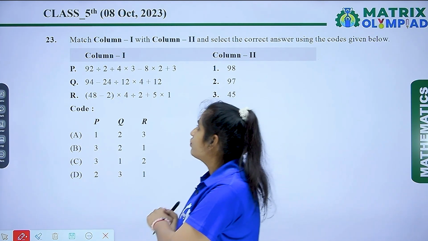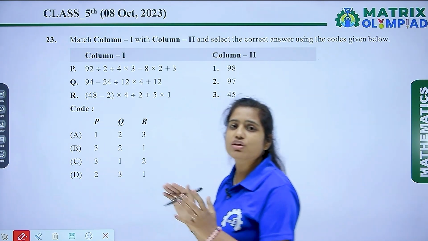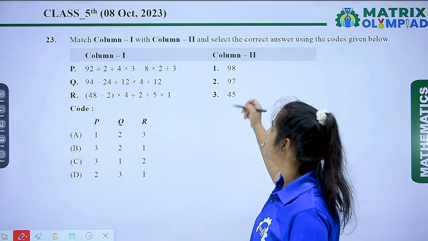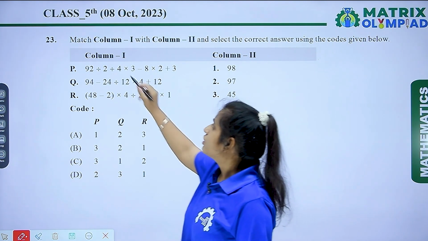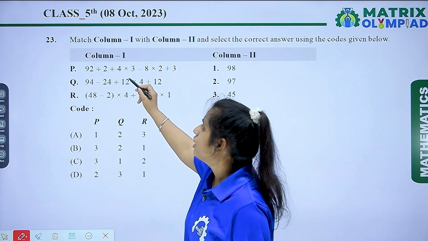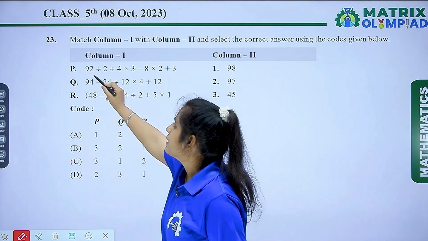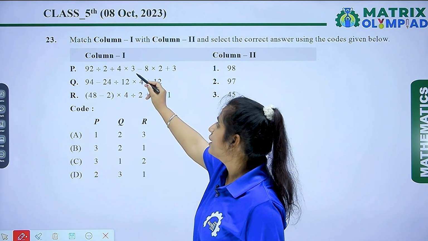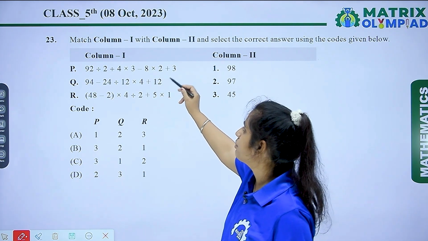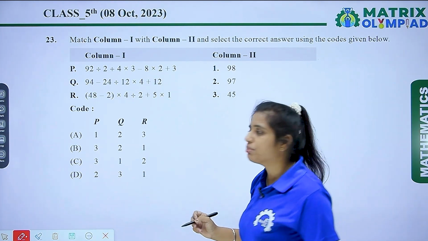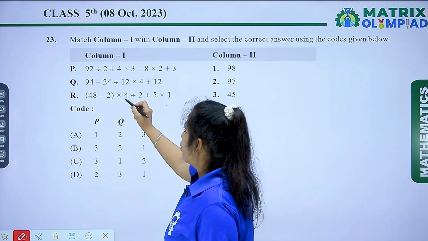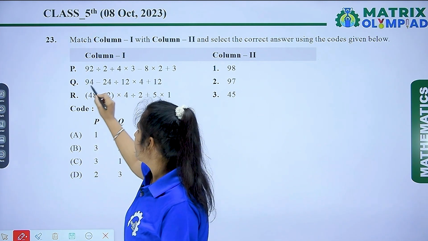In this we have to solve, and after solving we have to match the correct answer with column 2. Now here the first column P is 92 divided by 2 plus 4 multiply 3 minus 8 multiply by 2 plus 3. We have to simplify and check the answer. Let's simplify it first. According to the BODMAS rule, we have to simplify.